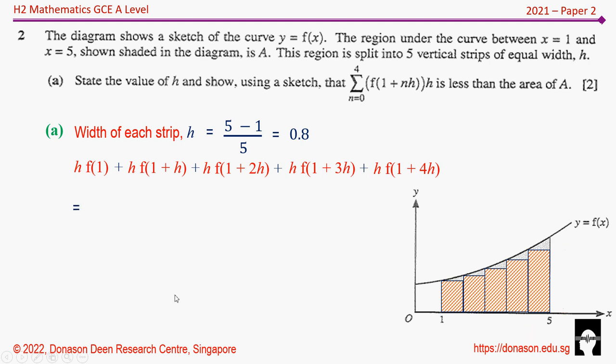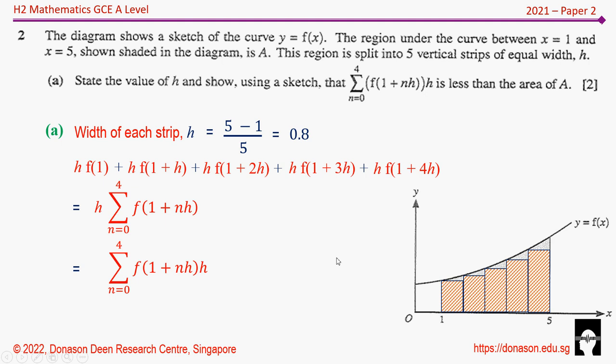Now in each of them, what is a common factor that we can see? h is a common factor. So we can pull out the h as a common factor, and we can write this using sigma notation. When n is 0, we get 0h, so that is going to give us f(1). When n becomes 1, it becomes f(1 plus h). Can you see that? And when it is 2, it gives us f(1 plus 2h), times h. And when you put in 4, it gives you the last term, f(1 plus 4h). So the sum of f(1 plus nh) taken from n equals 0 to 4, times h, should give you the area of all these 5 rectangular strips together.